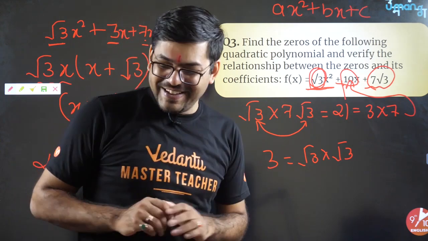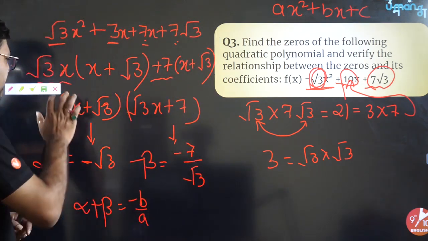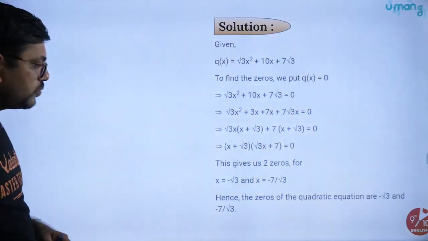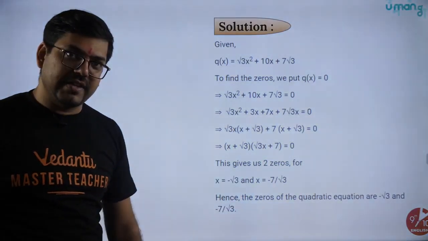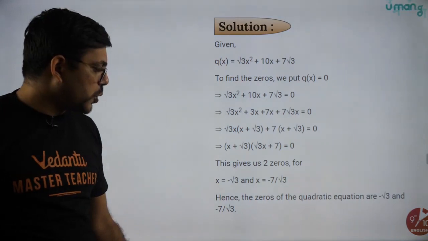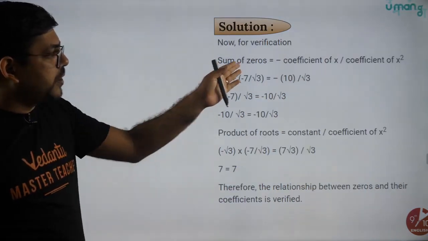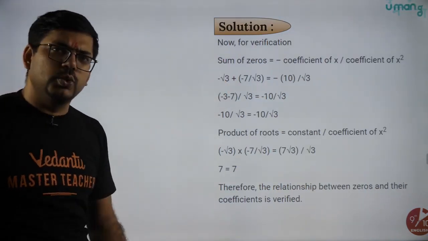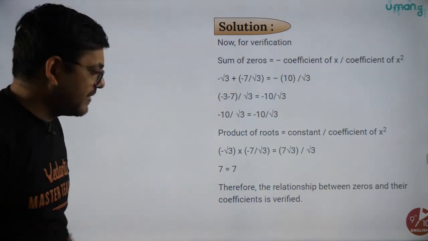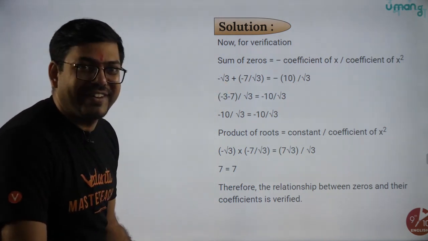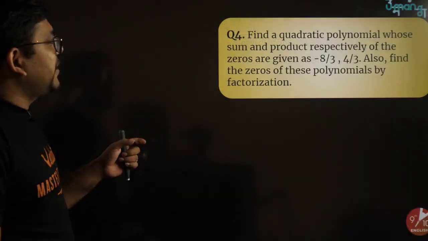Okay, let's move on. So minus root 3 and minus 7 by root 3 are the same zeros which we also got. And hereafter, you can put in the sum of zeros and do the needful for the verification part. And thereafter you can write hence verified. Okay, let's move on. Here is the next question.